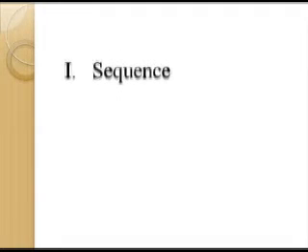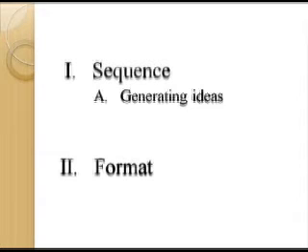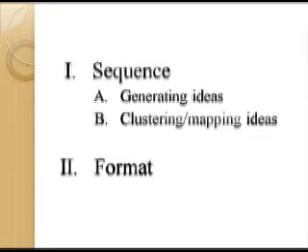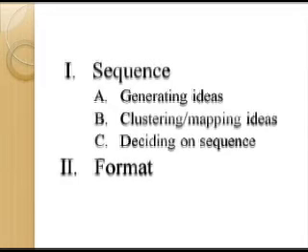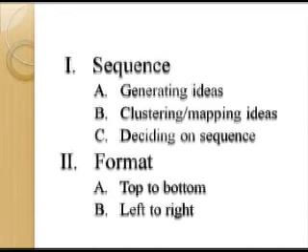Here is an example. In this short video, I want to talk about sequencing ideas and formatting the outline. That gives me two main points, Roman numeral 1 and Roman numeral 2. But when I talked about sequencing, I talked about generating ideas, clustering or mapping those ideas, and then deciding on the sequence of those ideas. The first level of ideas is indicated with Roman numerals. The next level, which is the first level of subdivision, is indicated with capital letters.